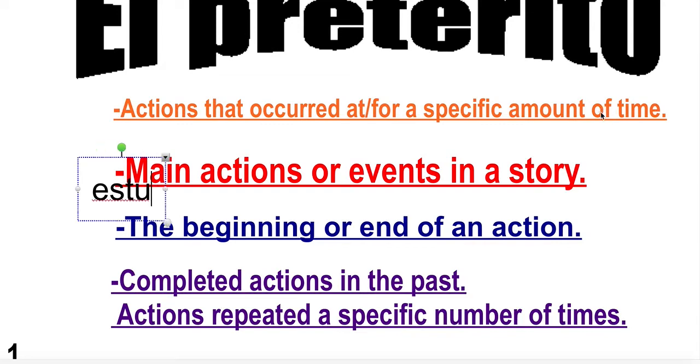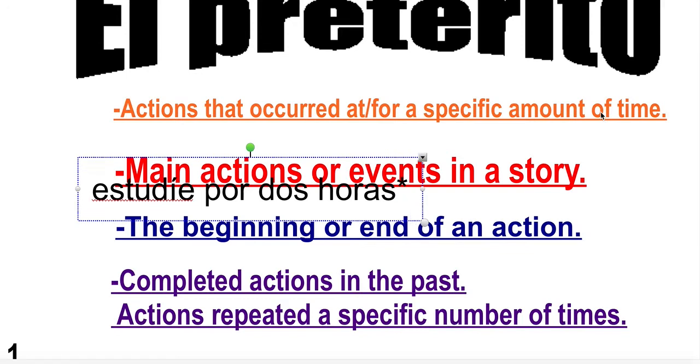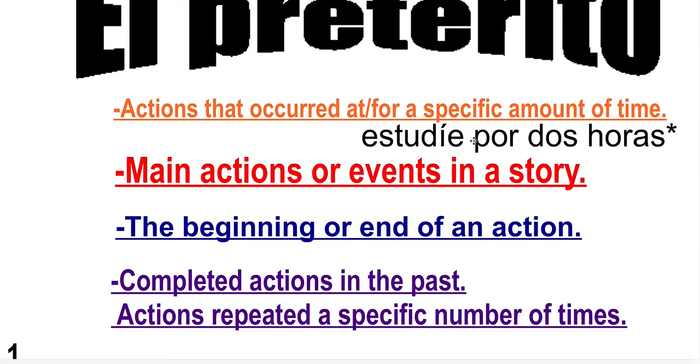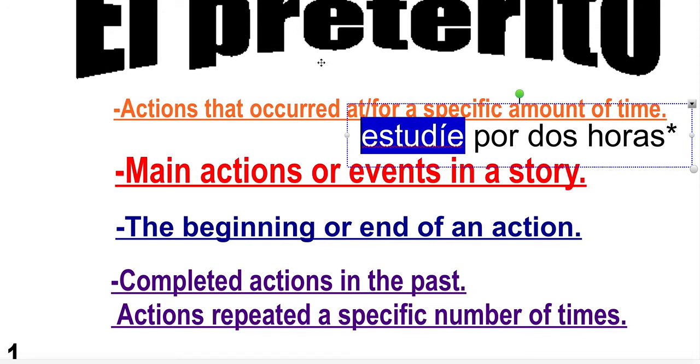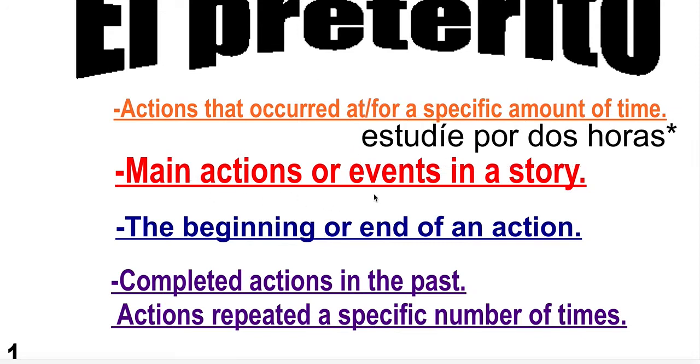Yo estudié por 2 horas. And you'll see that por 2 horas is the indication of that specific amount of time. Okay, and that would have to be in the preterite tense. Then you have main actions or events in a story, so an action that happened once. So the boy ran. He came out of the house. So things that happen once. It's an event. It's going to be preterite tense.